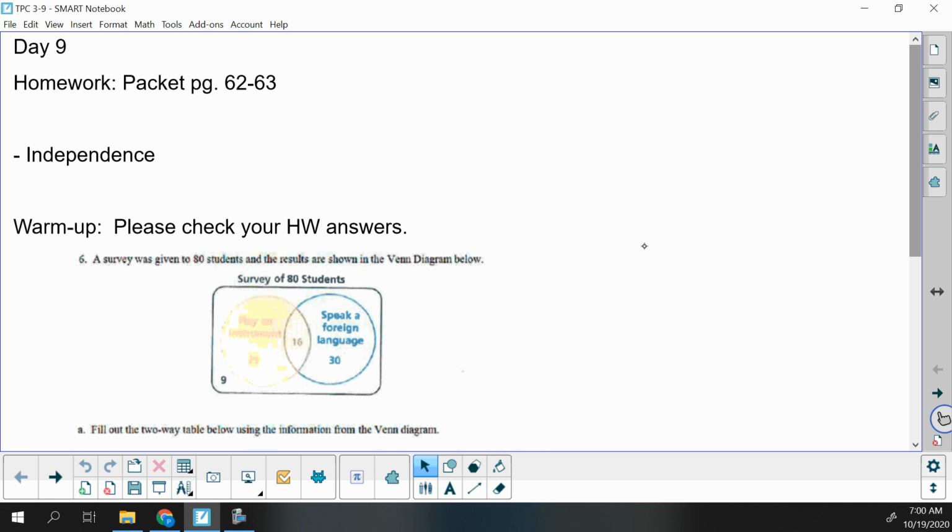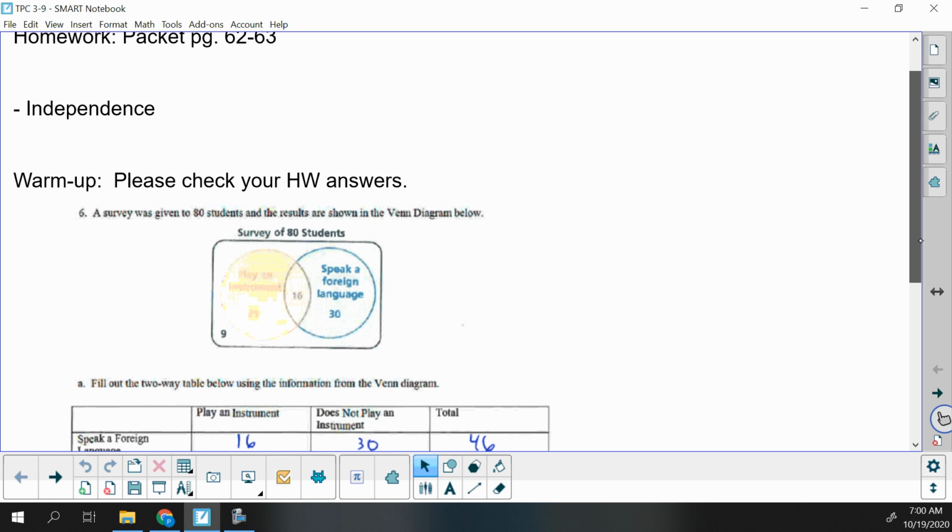Welcome to day 9. You got page 62 and 63 for your homework. Tonight we're going to work with the idea of independence when it comes to probability today. And there's no warm up, we're just going to go through the homework answers.